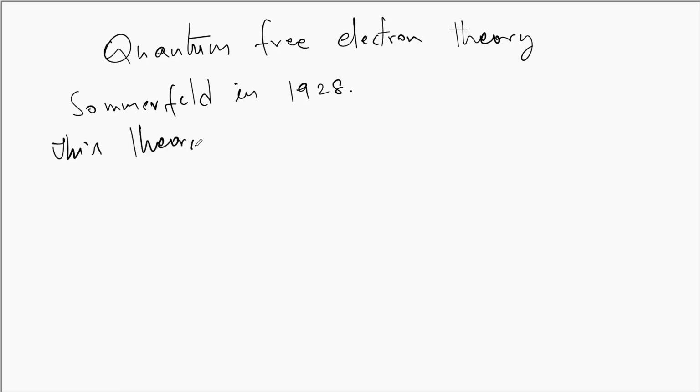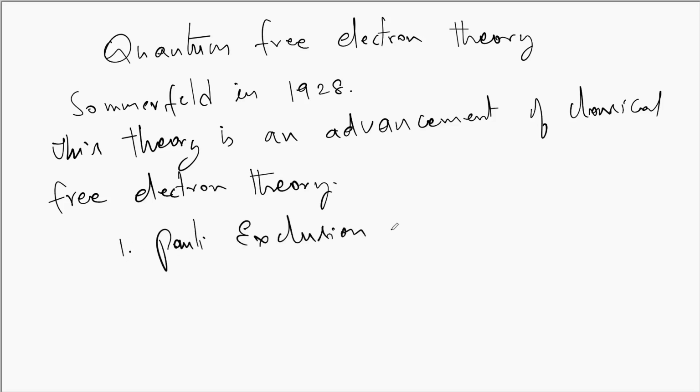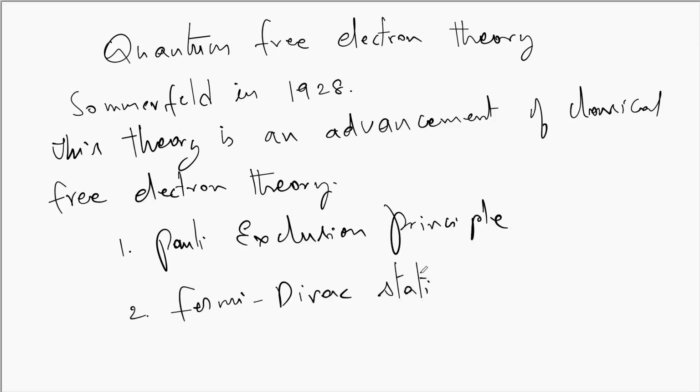This theory is an advancement of classical free electron theory. It uses two principles of quantum mechanics, namely the Pauli exclusion principle and, secondly, the Fermi-Dirac statistics. These are the two concepts of quantum mechanics that are used to upgrade the classical free electron theory.